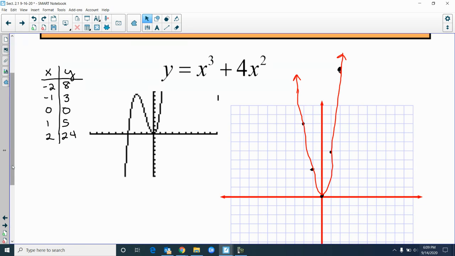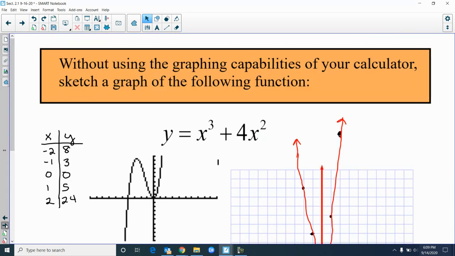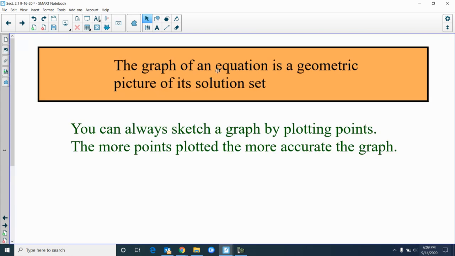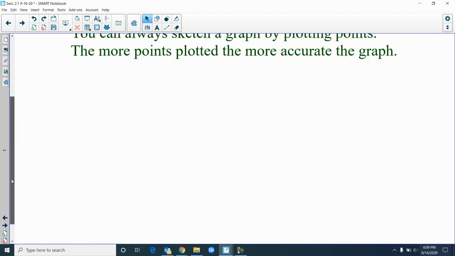So what do you do if you can't just plug it in your calculator? What you've got to do is plot more points. The more points plotted, the more accurate the graph. So if you're not sure what's going on, you can pick extra points and plot those. We're also going to find other key points as we move on, but in anything, we're going to plot points. The graph of an equation is basically a geometric picture of its solution set. You can always sketch a graph by plotting points like we just went over, and the more points plotted, the more accurate the graph. Well, we want to figure out what these key points are.